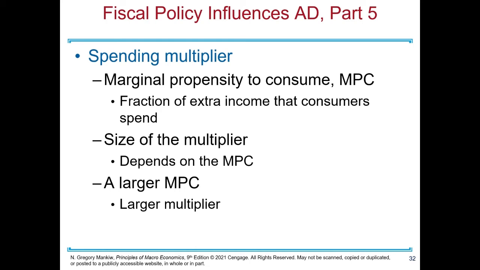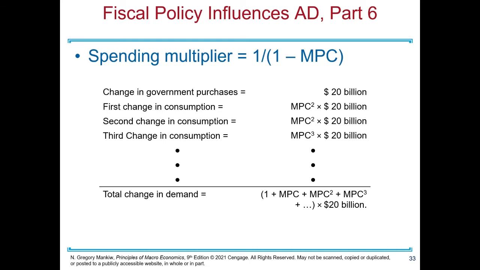Let's look at the equation. We're going to see how the equation is formed to find our money multiplier using our marginal propensity to consume, because it's going to be the most important variable in this. So our equation, and the one that you need to know, is that the money multiplier is equal to 1 divided by 1 minus MPC, or the marginal propensity to consume. How do we get this equation?